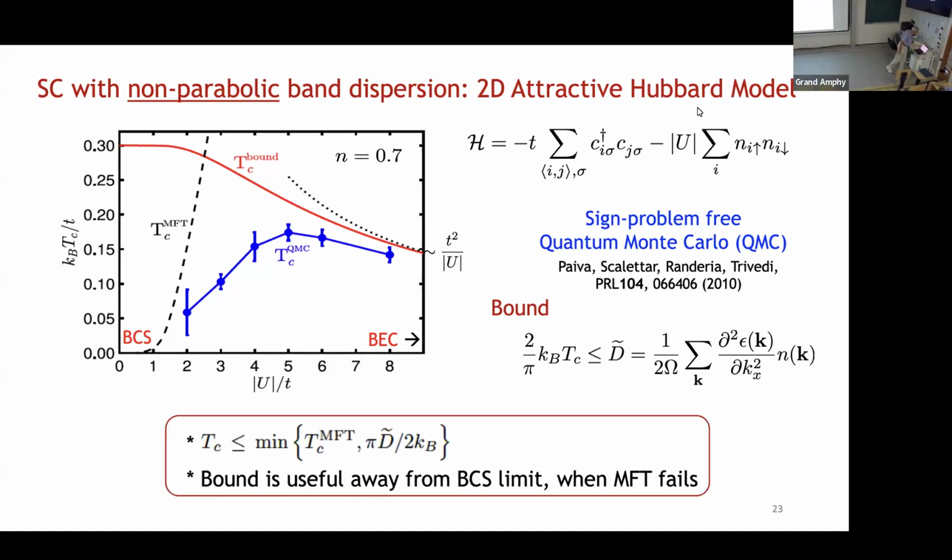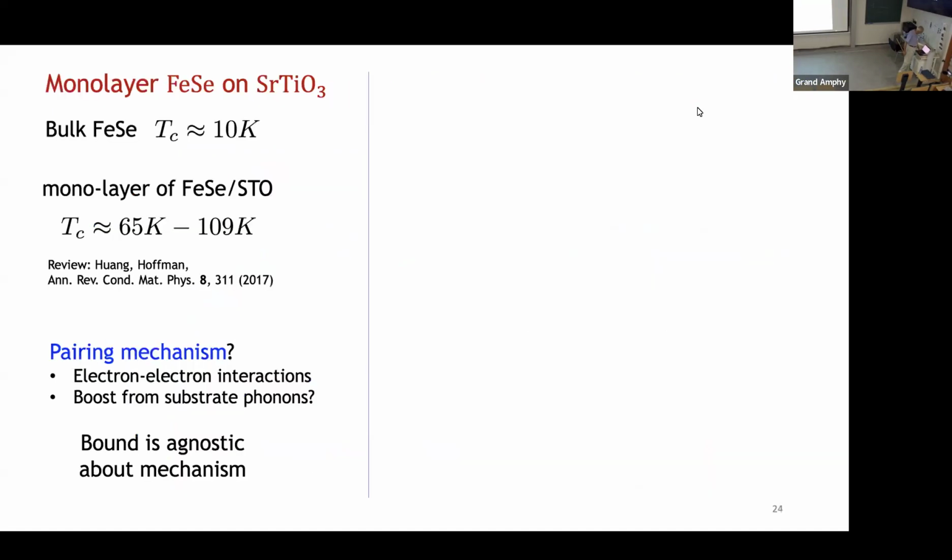So one of the takeaway messages is, if you can't do some complicated quantum Monte Carlo, just do mean field theory, use our bound, and the actual answer must lie below both of them. Because in some sense, mean field theory is also a bound, because any mean field theory overestimates order, and therefore actual Tcs are lower than that. So the bound is useful away from the BCS limit, where mean field theory fails.